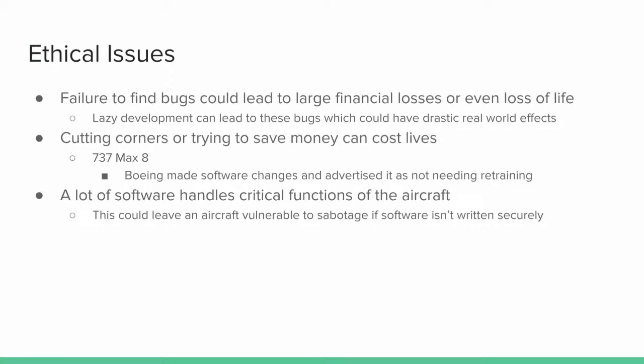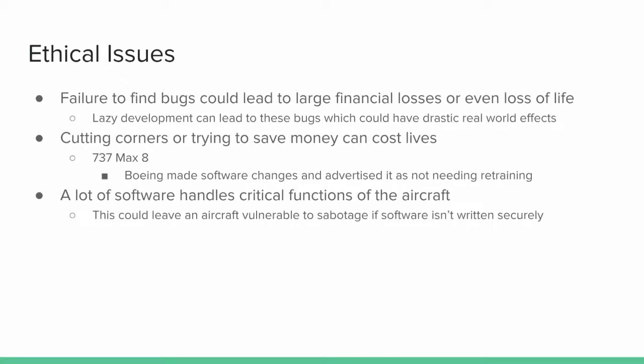Because avionics software is related to aircraft, a failure to find a bug may lead to large financial losses, with people dropping you from a contract, and in the worst case scenario, loss of life. Lazy development can lead to a lot of bugs, and these bugs can lead to real-world effects, more so than on a phone. If there's a bug in your application and it crashes, the company will patch it. But if your flight control computer is bugged and it shuts off, you might have a plane going down or people dying.